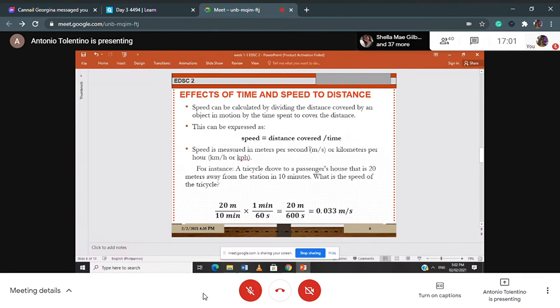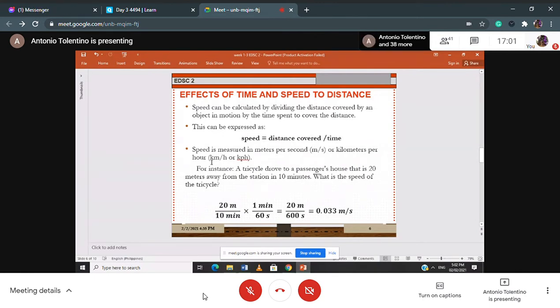Speed uses meter per second or kilometer per hour. Actually, there are many units, class. We can use miles per hour, we can use meter per minute. But because we're in elementary, we are going to stick with two measures: meter per second and kilometer per hour. The higher level of speed will be introduced in grade 7. But for grades 5 and 6, we stick with two, meter per second and kilometer per hour.